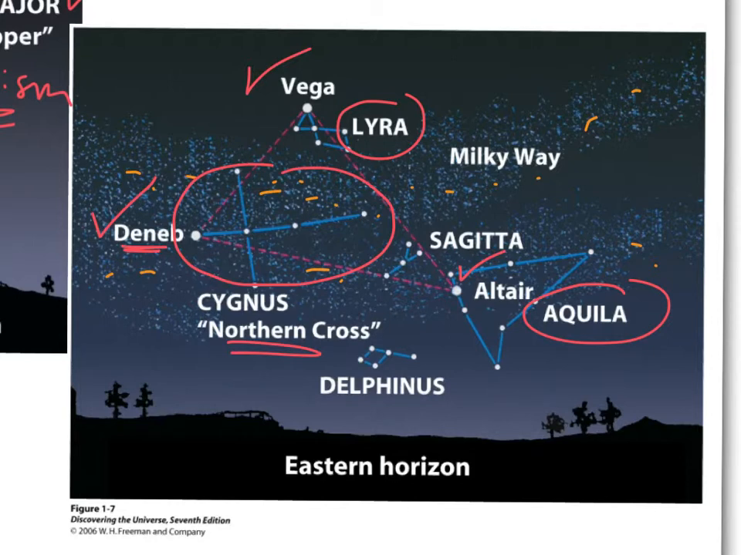Let's see, what else do we have? Oh, I guess on this slide are two of my favorite little constellations. There's Delphinus, the dolphin, I can almost see that, and Sagitta, the arrow.